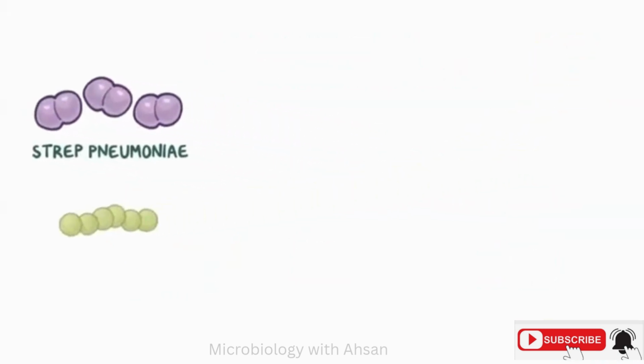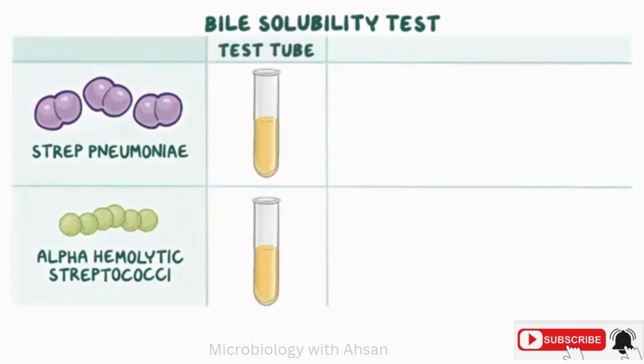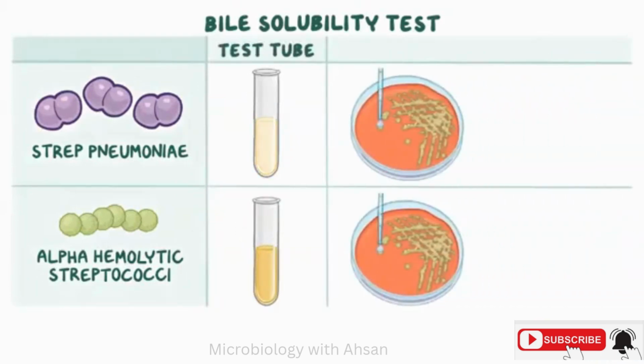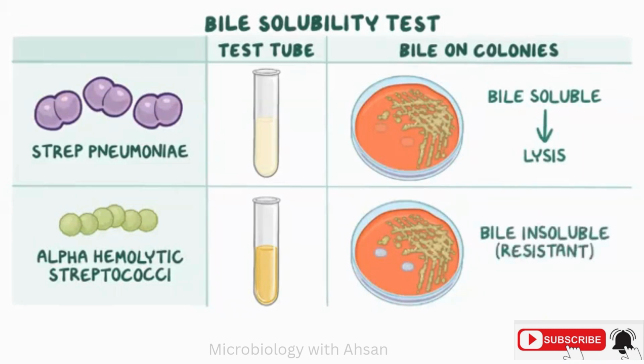Another test that can be used to distinguish strep pneumoniae from other alpha-hemolytic streptococci is the bile solubility test. The bile solubility test can be done in a test tube, or more commonly, by dripping drops of bile on bacterial colonies. Now, strep pneumoniae is bile soluble, meaning that the bile salts will promote the lysis of the bacteria, whereas all other alpha-hemolytic streptococci are bile insoluble, or bile resistant.